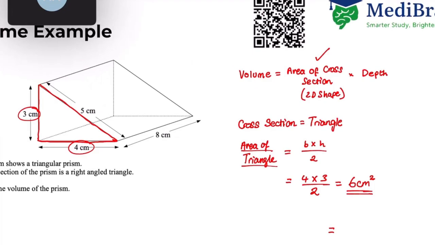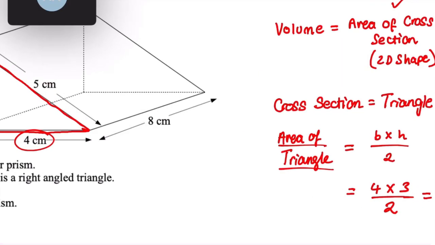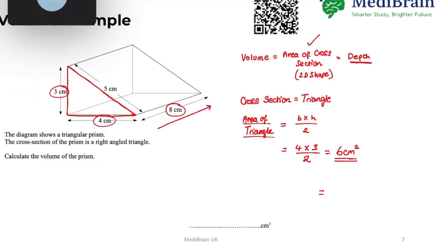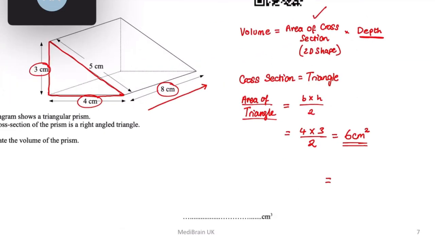So we've worked out the area of the cross section. The cross section is just the 2D shape, and the 2D shape is a triangle. Now what do we do? Now we need to multiply it by the depth, and the depth is how much through the shape it goes. The triangle is going 8 centimeters through the shape, so all we have to do is multiply it by 8.